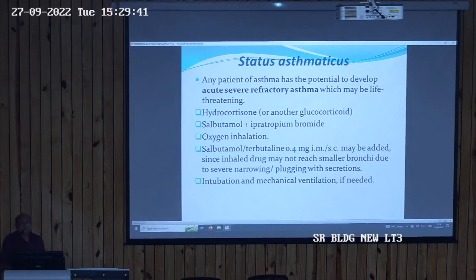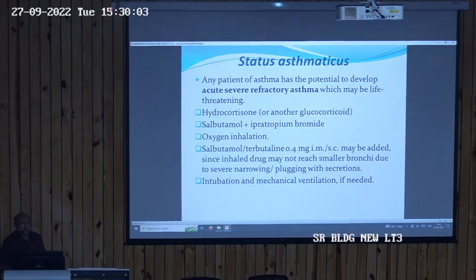Status asthmaticus is a refractory asthma which is not coming under our control in spite of giving steroids, in spite of giving different kinds of drugs. So that we classify as status asthmaticus. And any patient of asthma has the potential to develop acute severe refractory asthma, which may be life threatening.